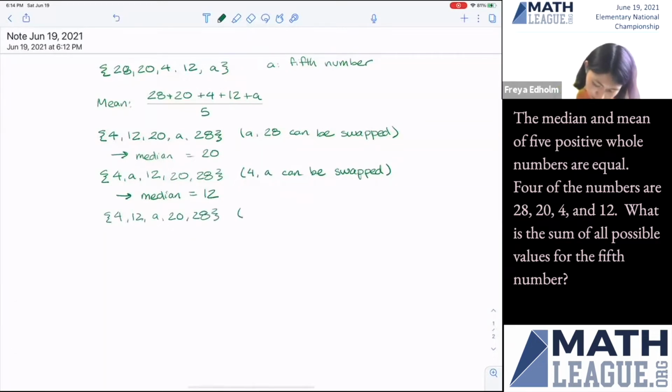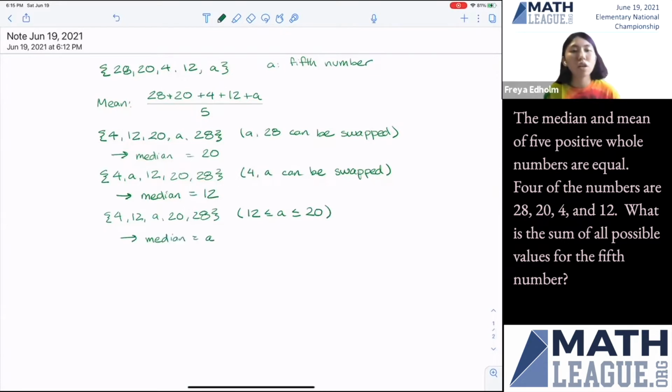In this case, these are ordered least to greatest. So that means that 12 is less than or equal to A is less than or equal to 20, because A is our middle number. And in this case, remember, our median is A. I want to ask you all a question before we go on. Is there any other case that I've left out that can change the median?